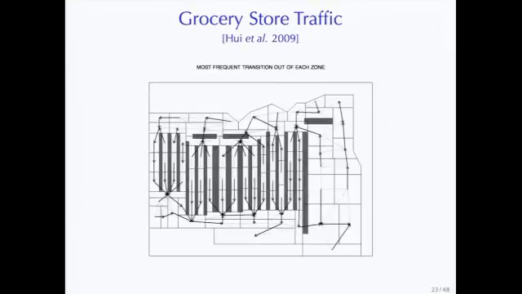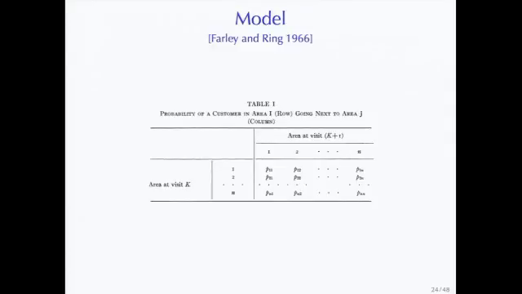And then they're also interested in modeling or measuring the transitions between all these regions. So what is the flow of the traffic in a grocery store given a certain arrangement of aisles and things in those aisles? Farley and Ring in '66 proposed something that looks exactly like what I was proposing earlier, which is a transition matrix between all areas in the grocery store. Okay, so it's always nice to find something like this in a paper from 1966 because it means maybe you're on the right track.